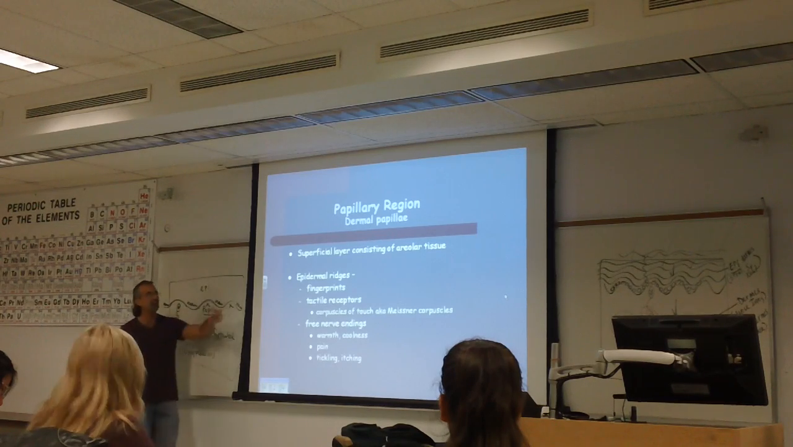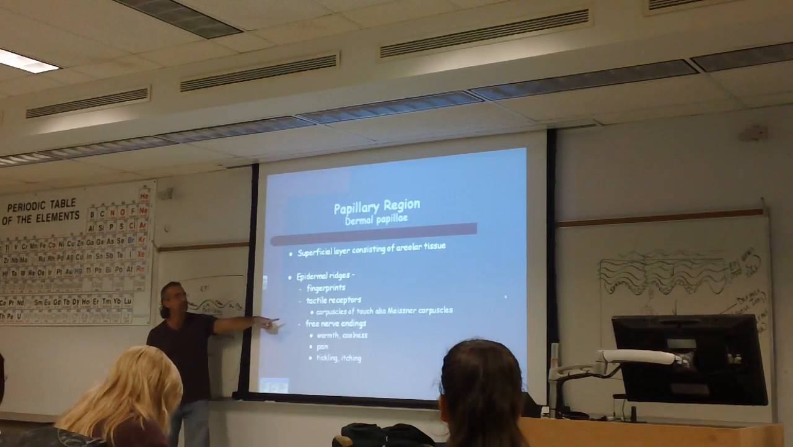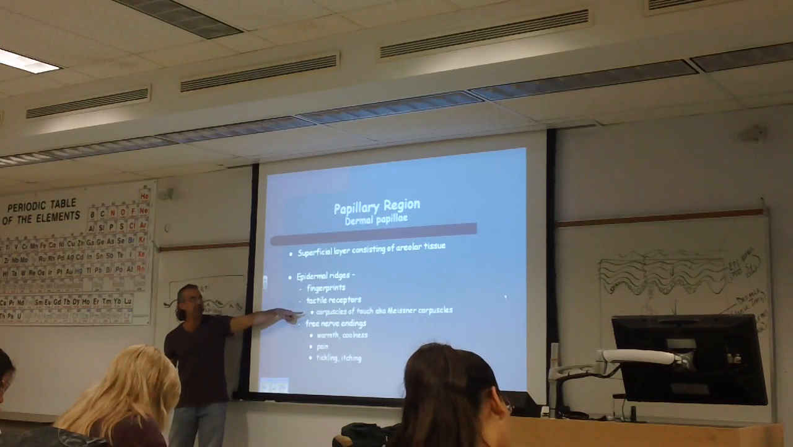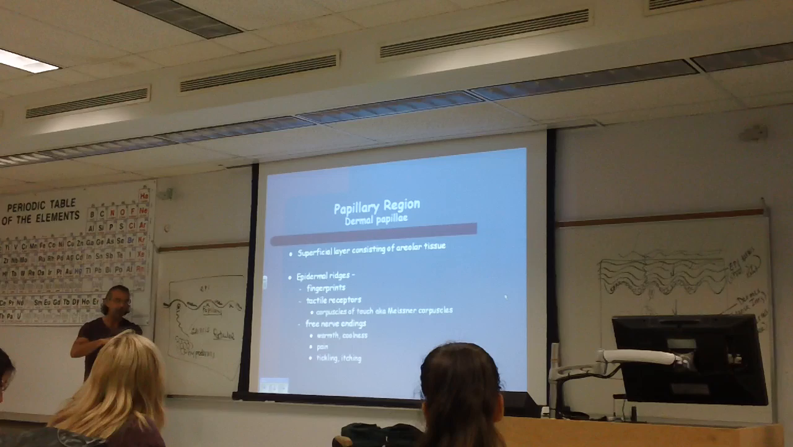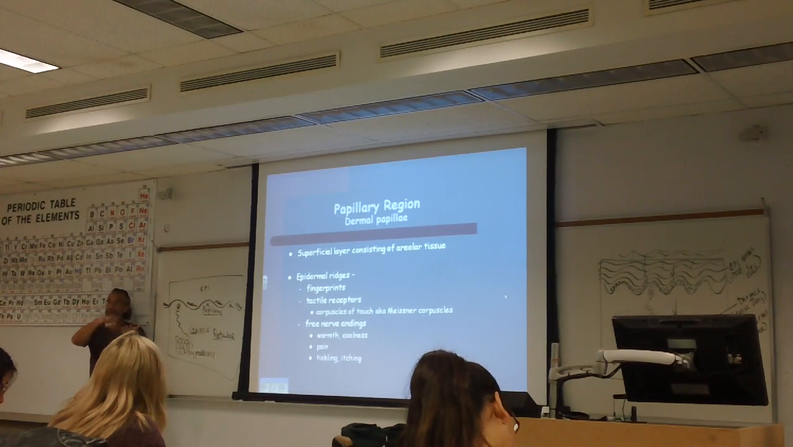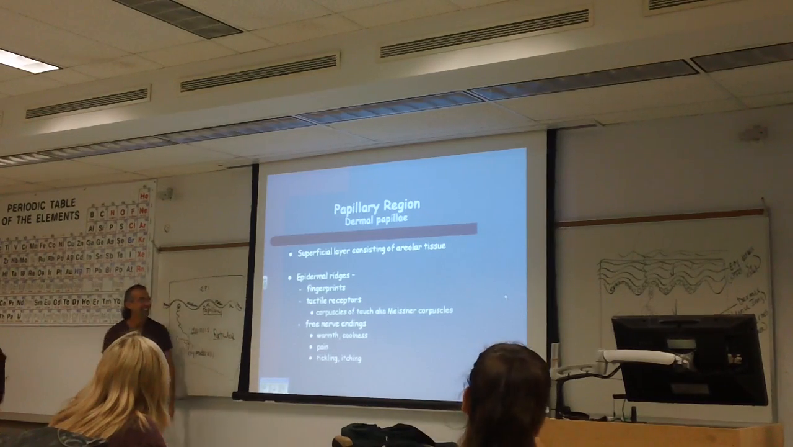We're going to see those too. They're called tactile receptors. Corpuscles of touch, aka Meissner's corpuscle, is for touch. So if somebody just barely touches you, you activate your little Meissner's corpuscle, and it sends a signal to your brain that says, hey, somebody's touching me, sort of thing.